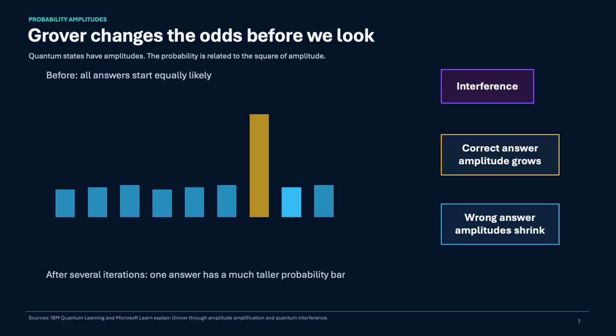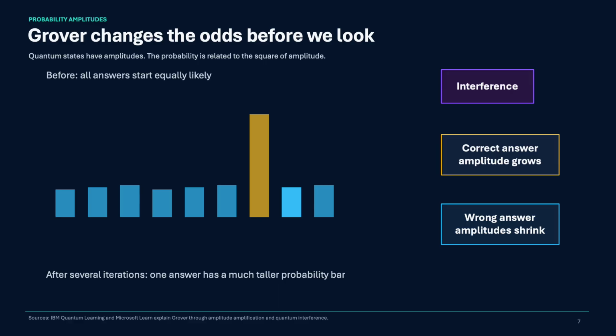At first, Maya gives every door an equal chance. Picture thousands of identical waves standing at exactly the same height. But Grover's algorithm begins manipulating those waves. The waves can interfere with one another. Some become smaller, others become larger. And eventually the wave connected to the correct answer can become much taller than the others.